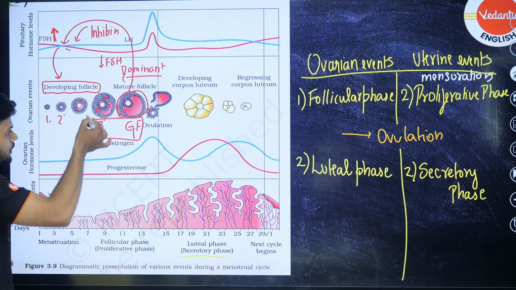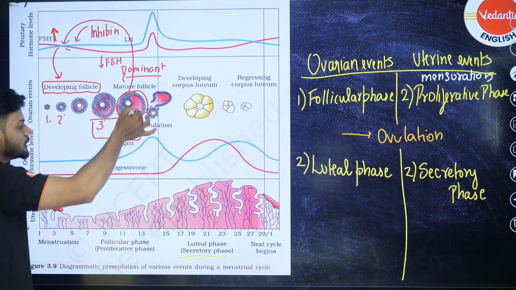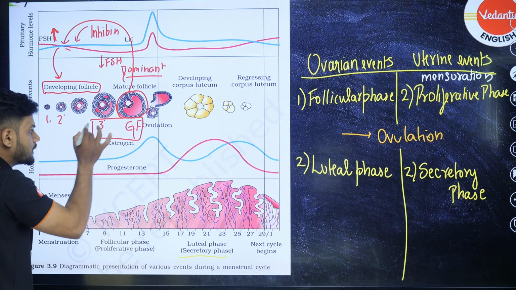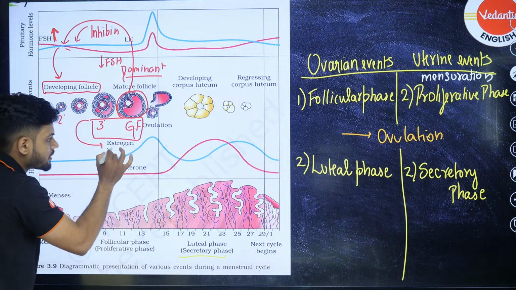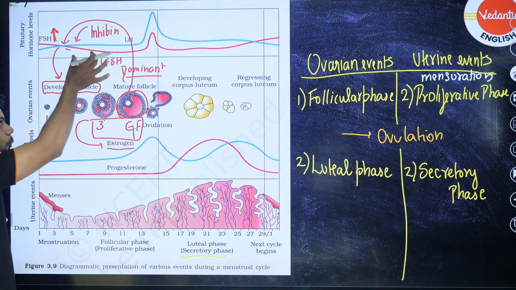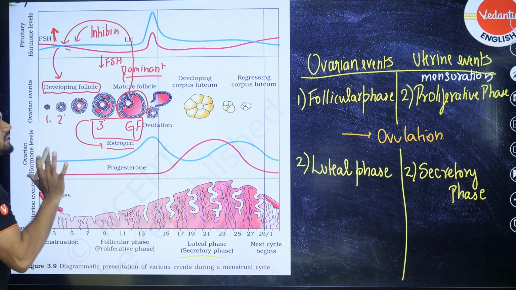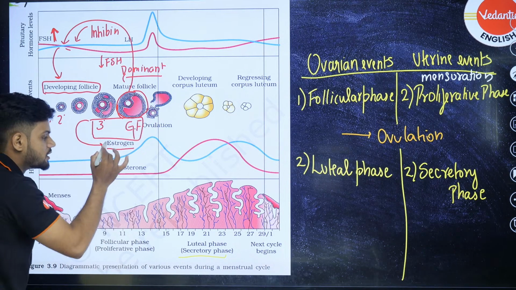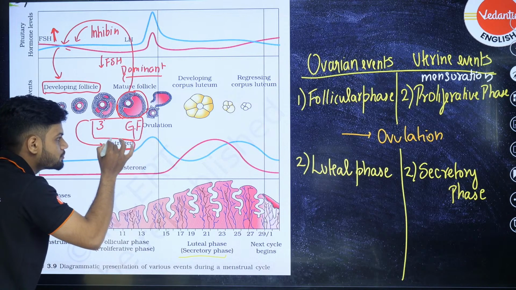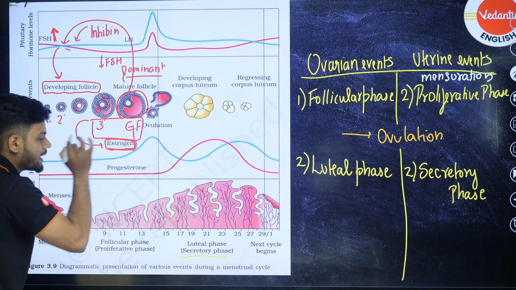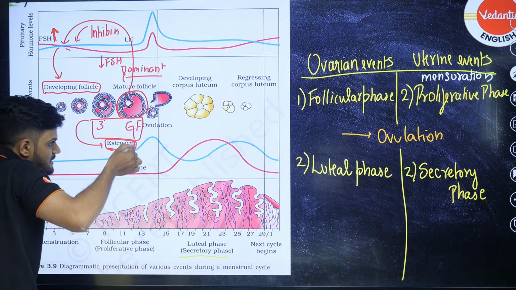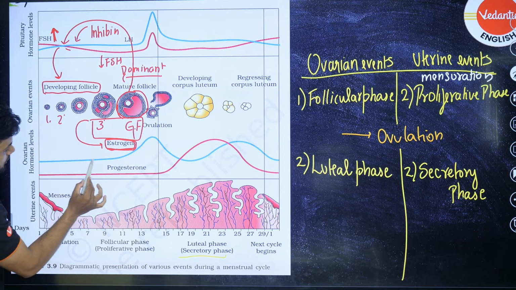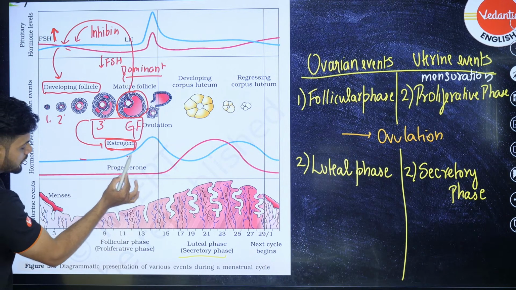Now, we have the dominant follicle. This dominant follicle is releasing estrogen. Do you realize how one event is influencing the other event? Because of the development of the follicle, there is release of estrogen. Now, can you see the blue line is increasing here? Yes, the blue line is more here.